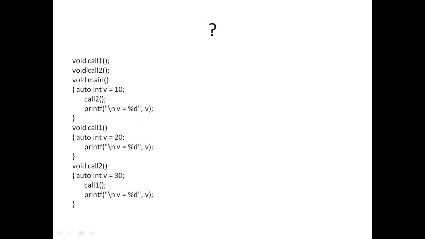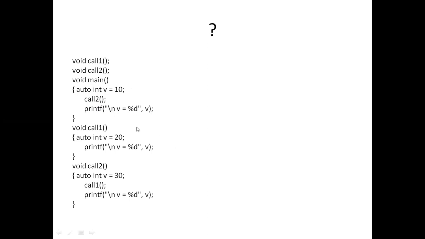Okay, so next is that I have these two functions, call1 and call2, and inside this main function, one of these functions is being called. I have auto int v is equal to 10, then I'm calling this call2 function, and then I'm printing the value of v. Okay, so let us first go through call2. When we go to the function call2, I have auto int v is equal to 30. It is having value as 30.